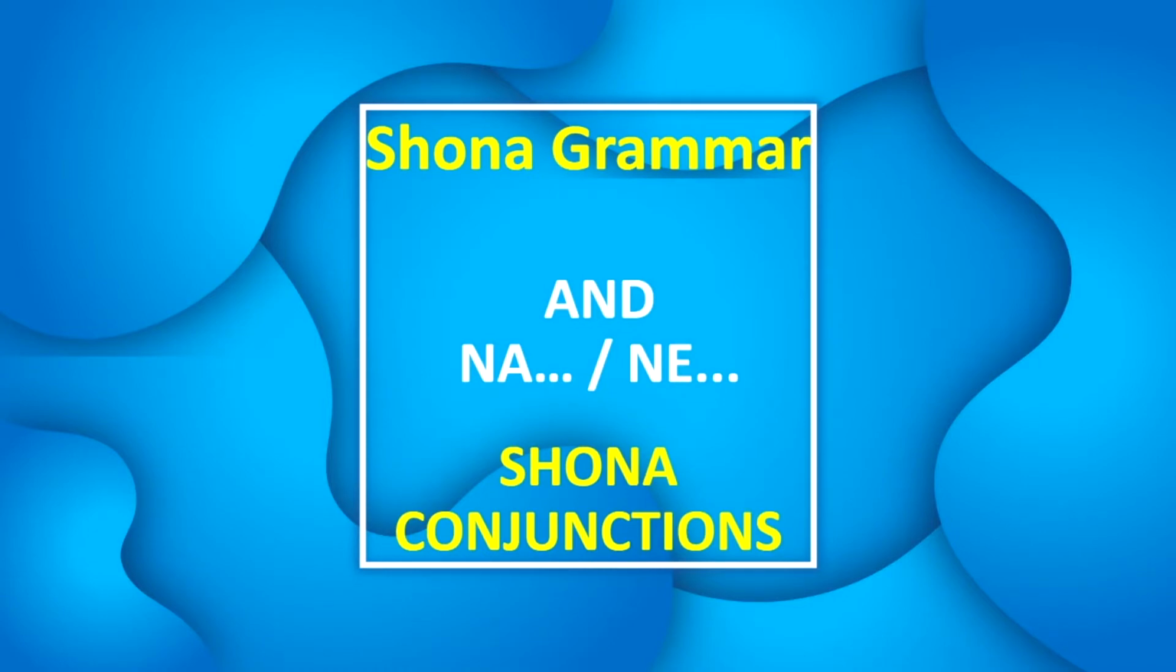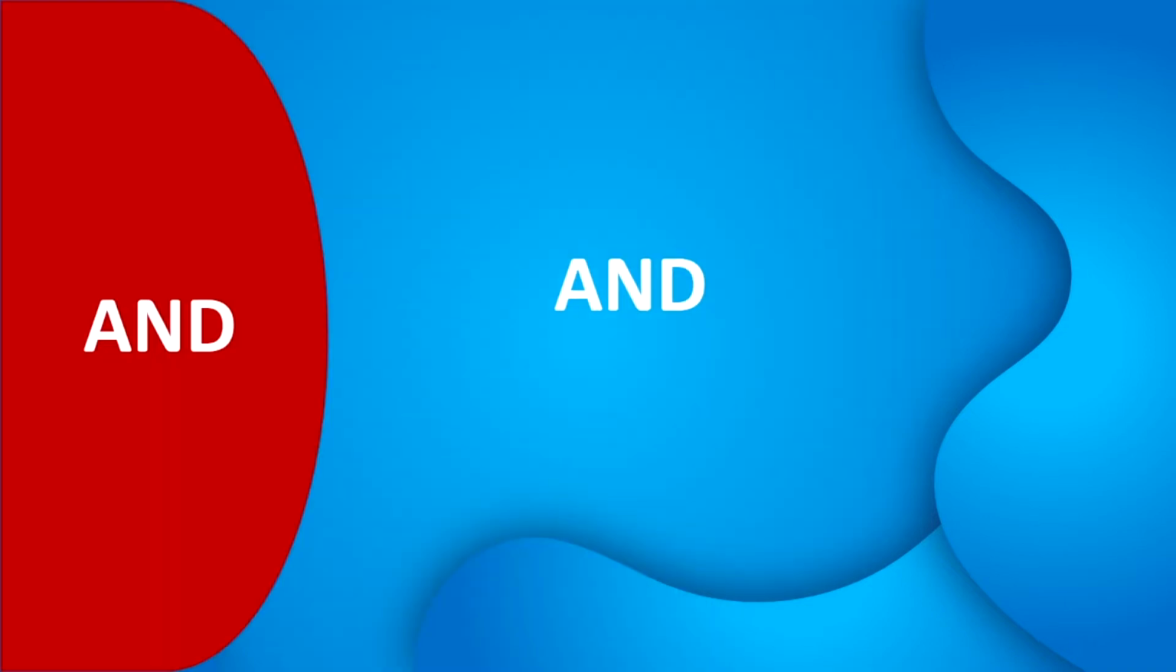Conjunctions are the glue which is used to put together words, clauses, ideas, and phrases. So, in this video, we're going to teach you the Shona translation of the conjunction "and" and how it is actually used in Shona sentences. And when translated to Shona, it actually becomes a prefix to a word.